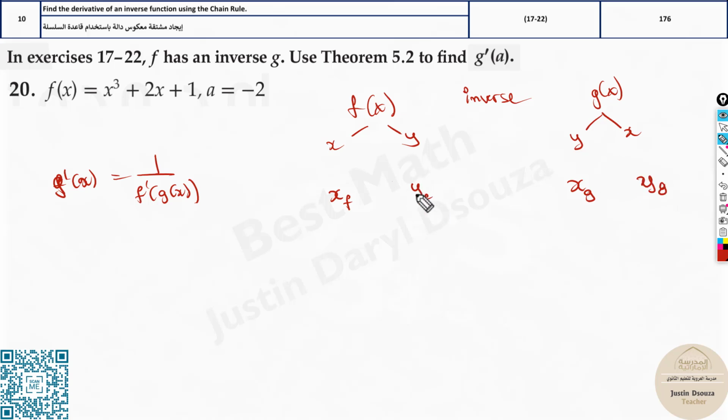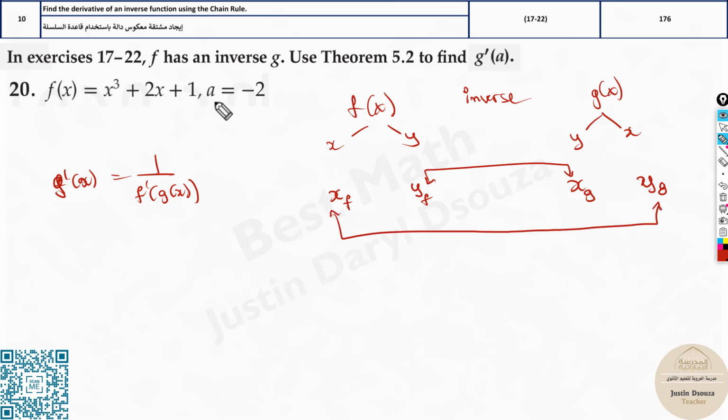Now you can see here these both values are equal, right? Because y becomes input. The output of f of x becomes the input for the inverse function. That is the inverse, basically. That's the rule of the inverse. So these both are equal and these both are equal.